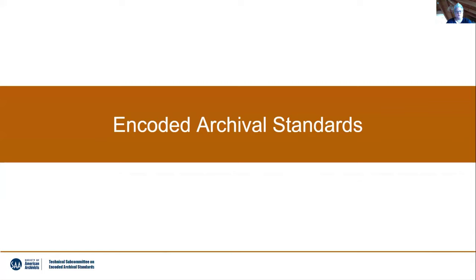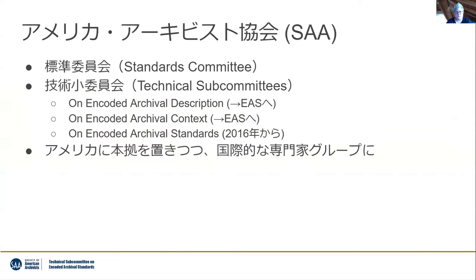So going into the actual encoded archival standards, the topic of today, if we go to the next slide, I wanted to start also with a quick overview. Karin already mentioned at the beginning, the Society of American Archivists is the next international body to the ICA, who is preparing and working with standards. There is the Standards Committee of SAA, and then there are several technical subcommittees. Previously, there were two separate subcommittees, one on the Encoded Archival Description, EAD, and one on the Encoded Archival Context, EAC. And since 2016, they have been converged into what we currently have, the TS-EAS that Karin presented earlier. Next slide, please.